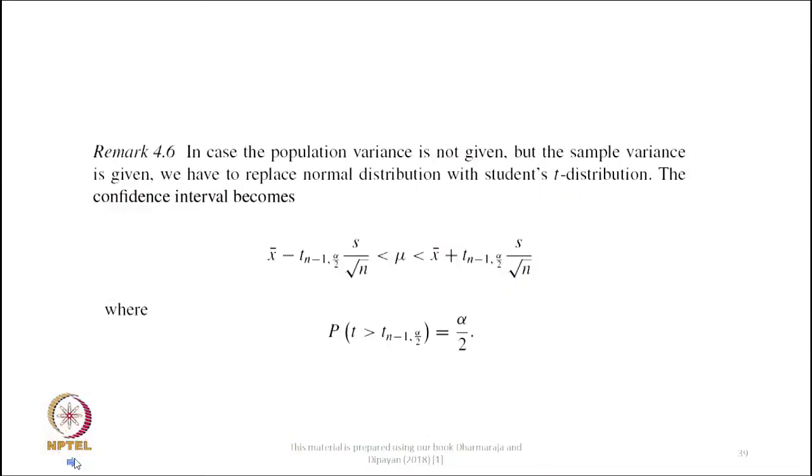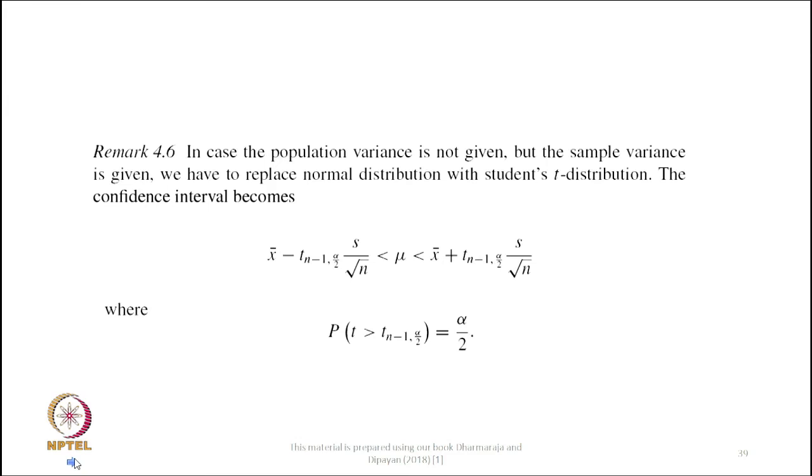Therefore, you can create a new statistic, that is x bar minus mu divided by s by square root of n. That means instead of the population standard deviation, you use the sample standard deviation.